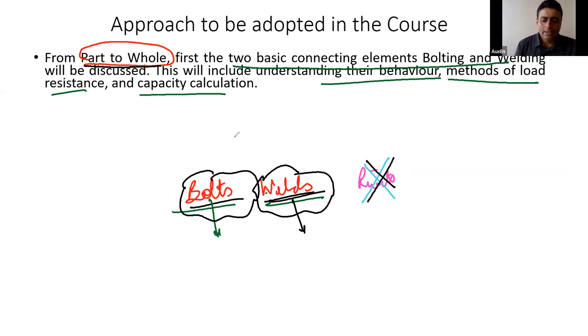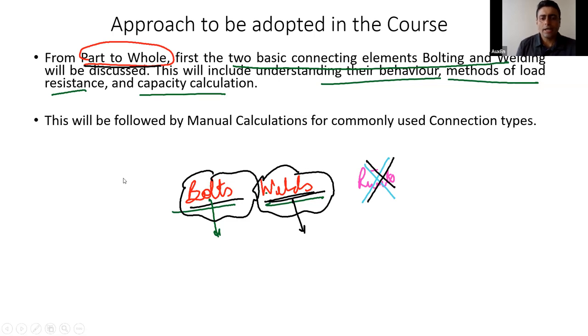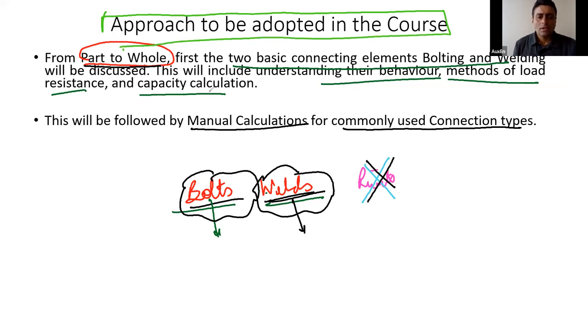Once we understand this, we will follow with doing manual calculations for the commonly used connection types. Remember, we are discussing the approach that we are going to follow in this course for our connection designs. I told you there are several methods possible in the last slide. Now here I am discussing the approach for our course. First we will understand the welds and the bolts. Then we will follow it up with manual calculations for the commonly used connection types.